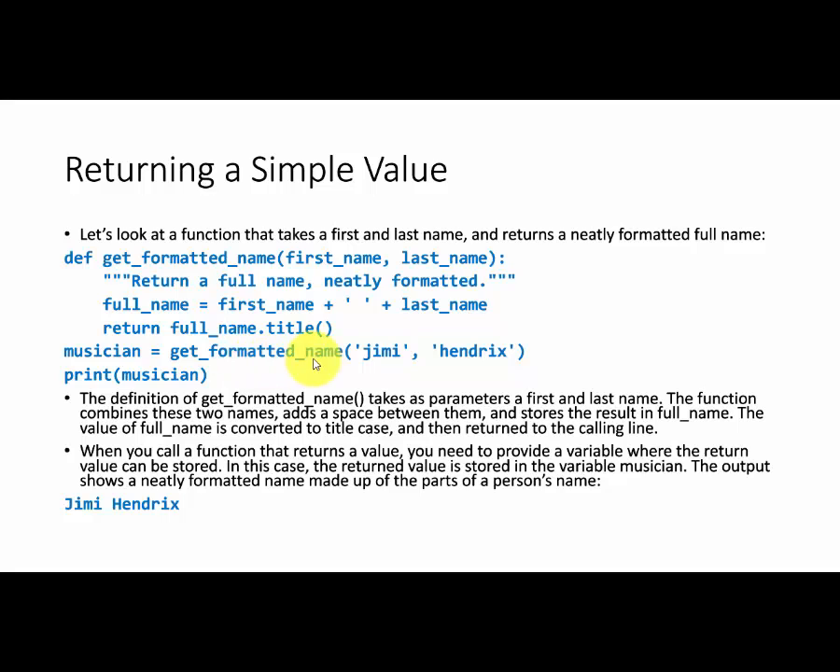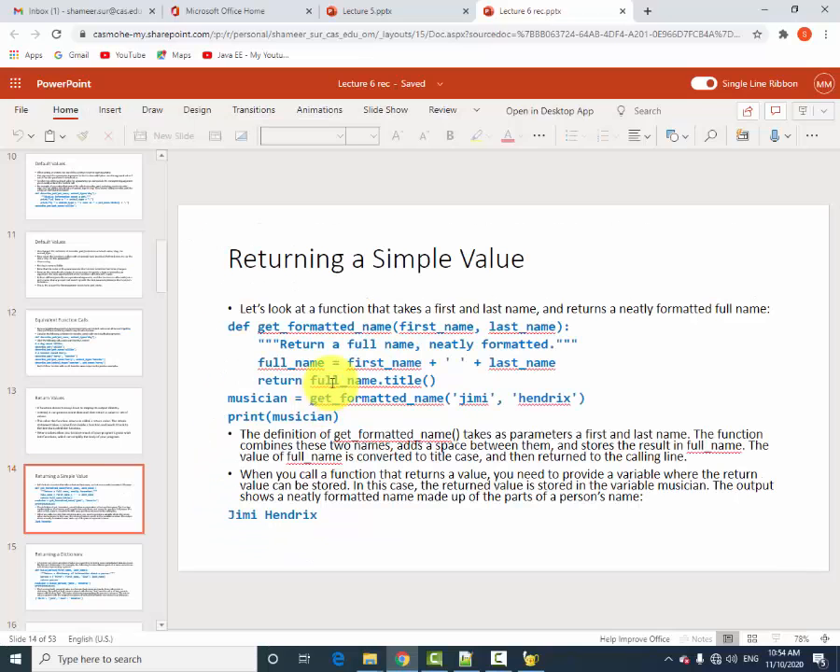So get formatted names, in the arguments, first argument is Jimmy, next argument is Hendrix. So this will go into the first name and Hendrix will go into the last name. Here both names are combined, it is stored in this variable full name. Now the full name is capitalized or sentenced case, then it will return the value. That value is stored in this variable musician, and finally you are going to display on the console the musician variable. So it will give you Jimi Hendrix. So this is the explanation how it is taking from which place it is calling. So I will show you the program.